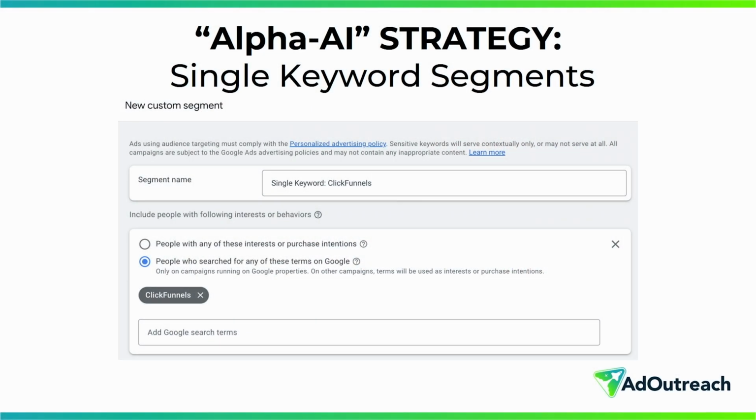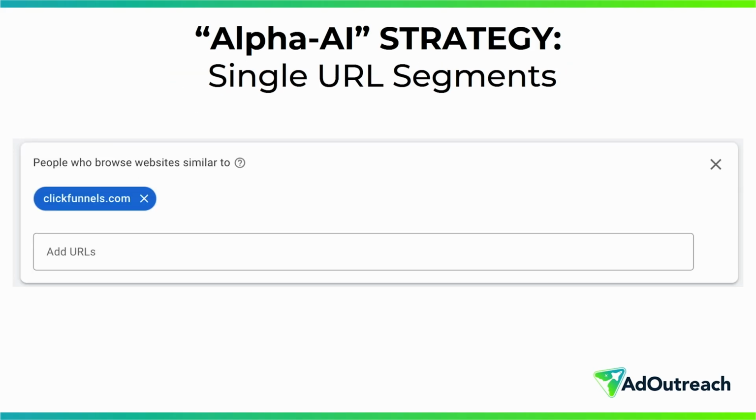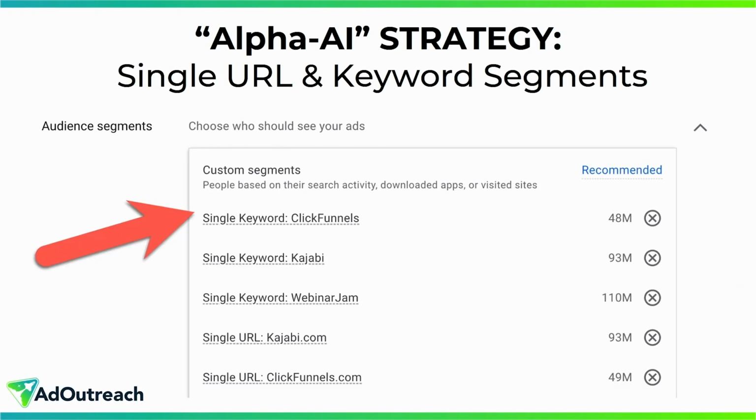So we talked about URL segments, how you could target people based on Google searches, YouTube searches, how to target people based on in-markets and affinities. But what you can also do is take this one layer deeper, and you can actually start to create individual segments with just one keyword or just one URL. And what we found is you could take these individual keywords, these individual URL segments, and then stack them all back to back in one campaign and manually optimize based on which works and which doesn't work.